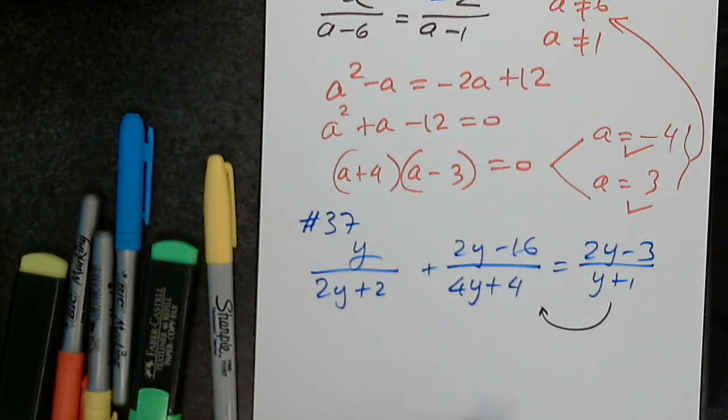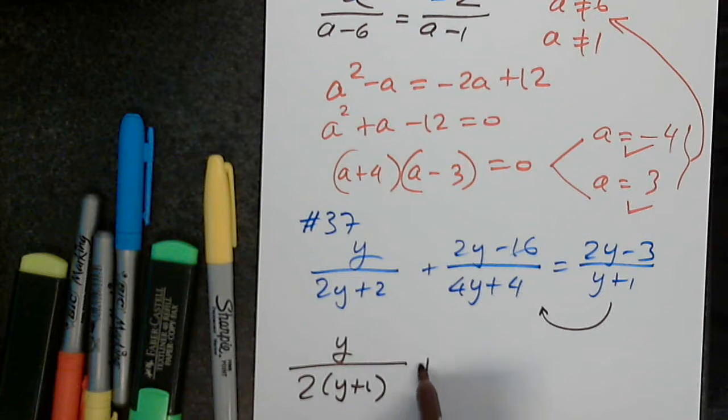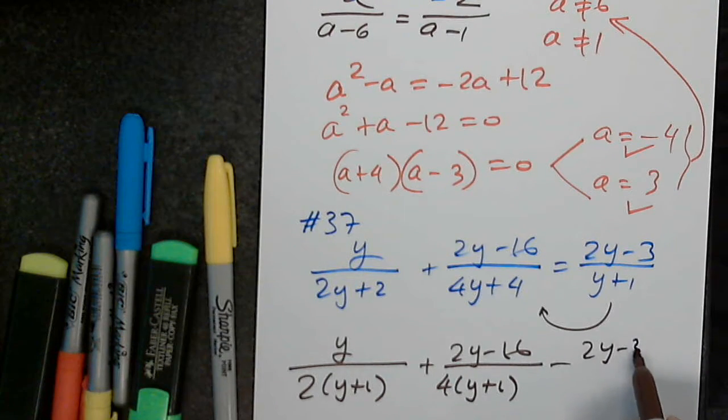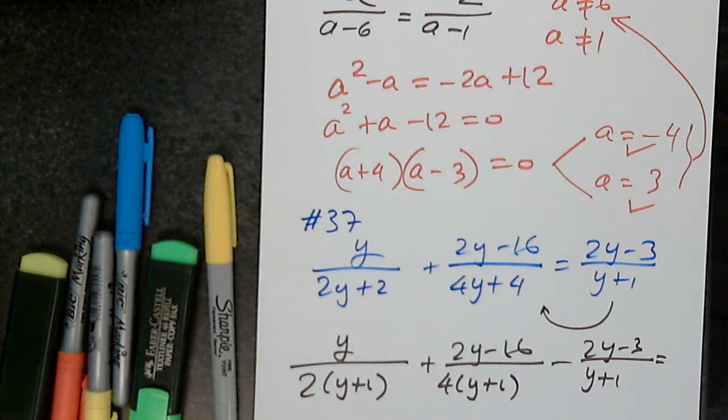The equation becomes y over 2 times y plus 1 plus 2y minus 16 over 4y plus 1 minus 2y minus 3 over y plus 1 equals. If I don't write the right-hand side, I'm changing it into an expression and I will never solve for anything. So what is on the right-hand side?